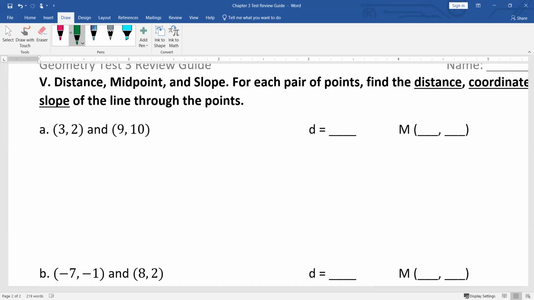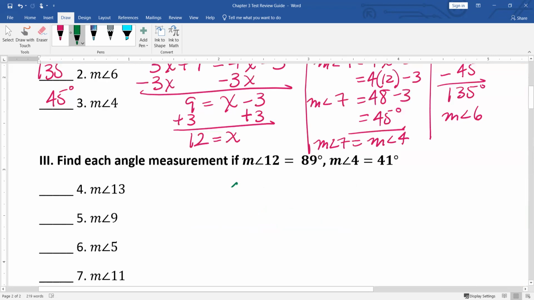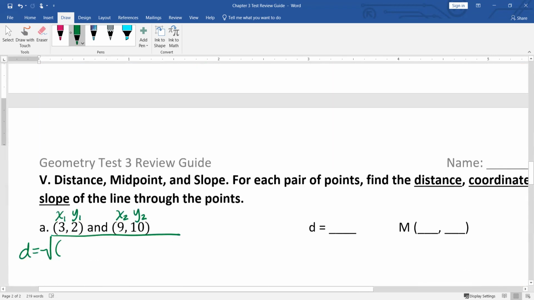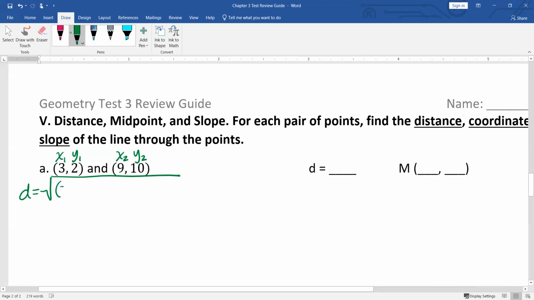Okay. So for distance, first off, I always define my x1, y1, x2, y2. I'm going to use those in every single formula. So as long as I know which number corresponds to which variable, I can plug and chug and find all of these. So first, our distance formula. Distance equals the square root of, and here's where it starts to get crazy. Sorry. So x2 minus x1 squared plus y2 minus y1 squared.